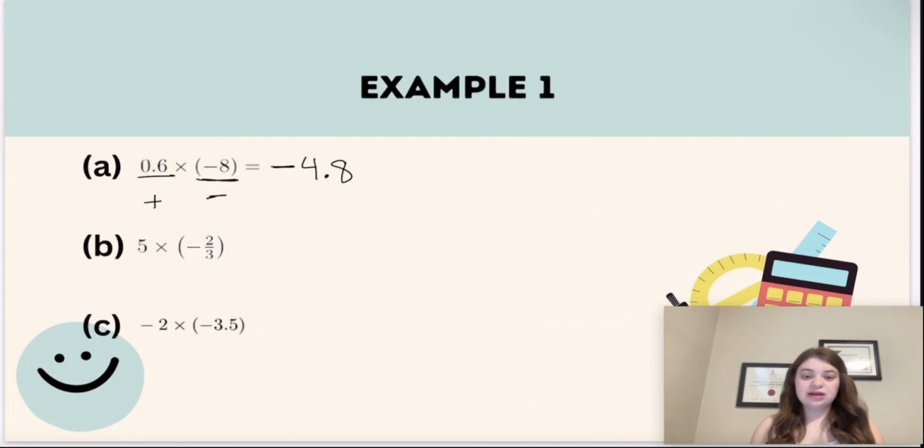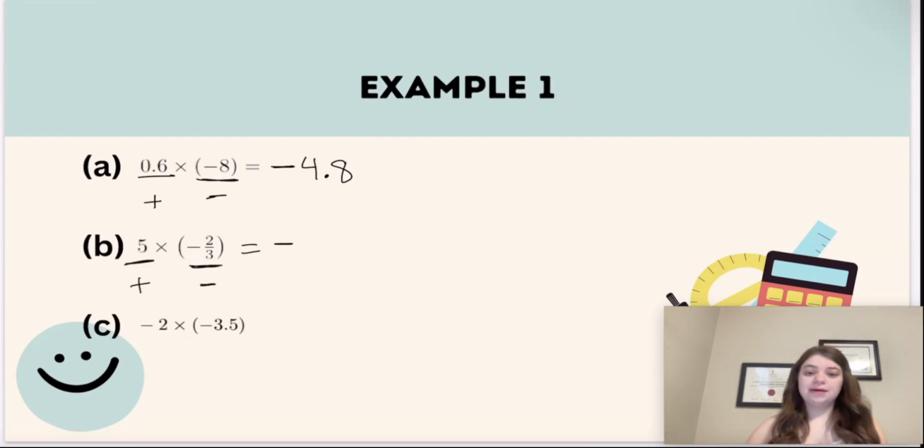All right, let's try the second one. First of all, would this be a positive or negative result? Well, we have positive 5, which is a positive number, multiplied by negative 2/3, which is a negative number. So therefore, there is going to be a negative result because we're multiplying a positive with a negative.